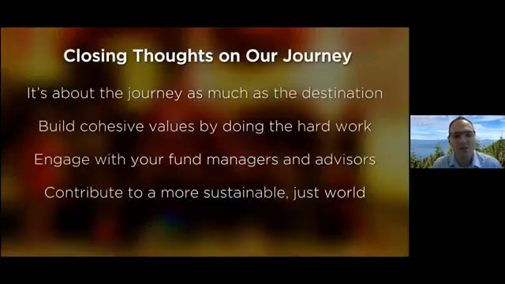And just a closing thought on this topic: enjoy the journey that you'll embark on. It's not an easy one. It will require lots of hard work, but remember that you're not alone through that process. Work with your fund managers, your advisors, other CTFs along the way, and allow them to support you through your journey. And feel great about contributing to a more sustainable and just world. Thank you.